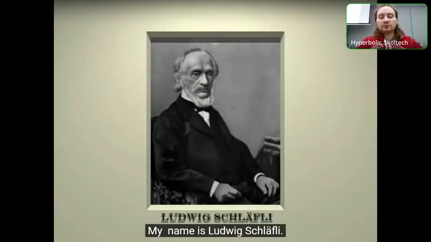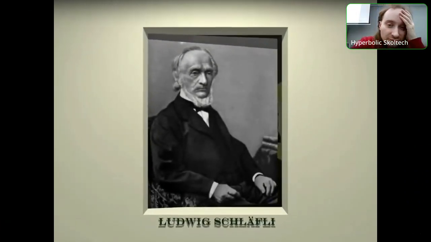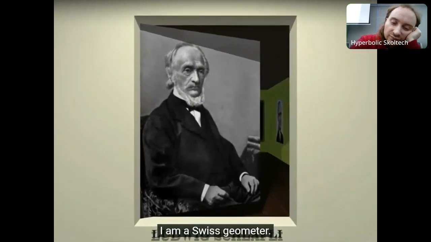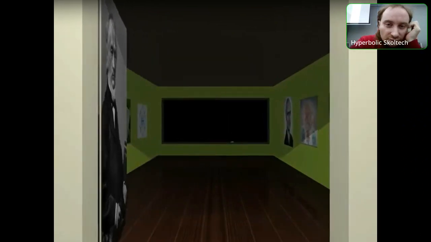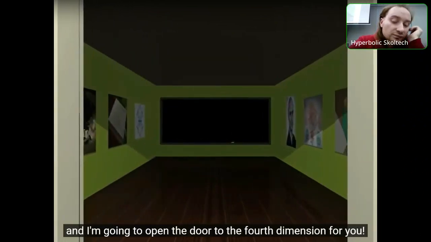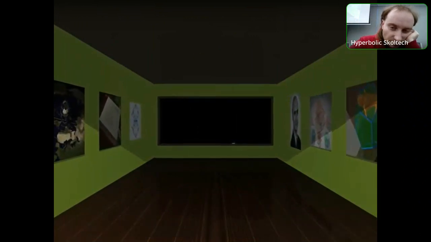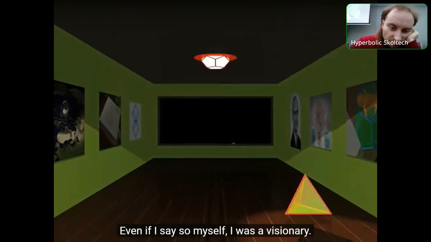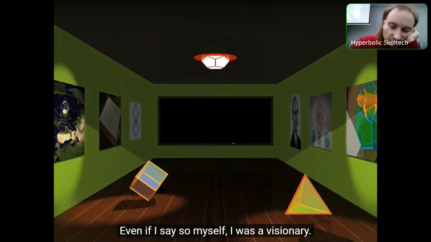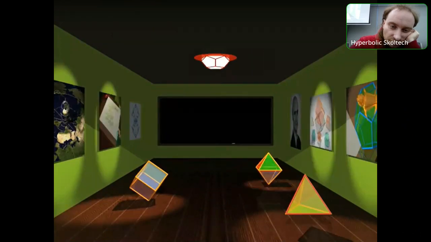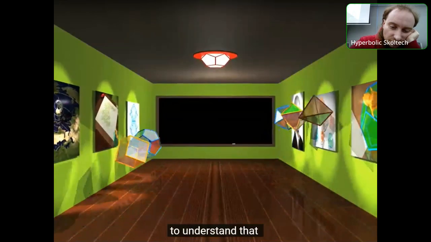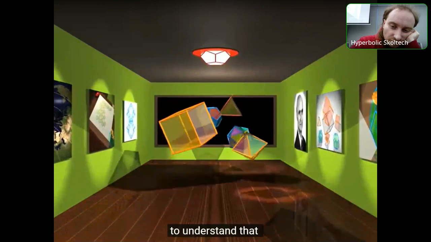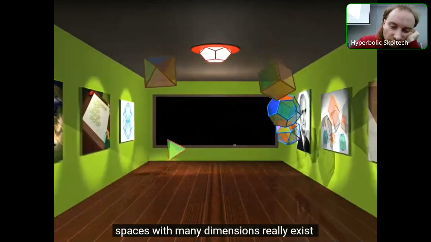Mine is a little bit schleppy. I am a Swiss geometer. I lived during the 19th century, and I'm going to open the door to the 4th dimension. Even if I say so myself, I was a visionary. I was one of the very first to understand that spaces with many dimensions really exist, and that their geometry can be studied.